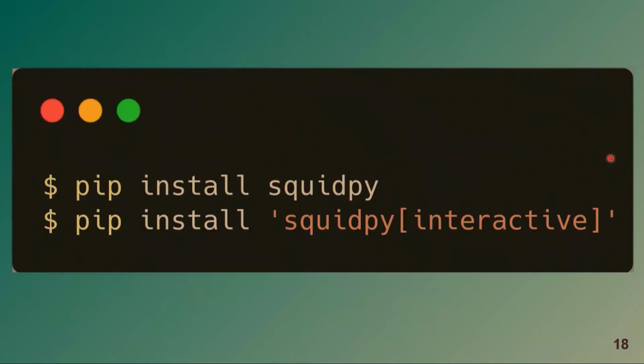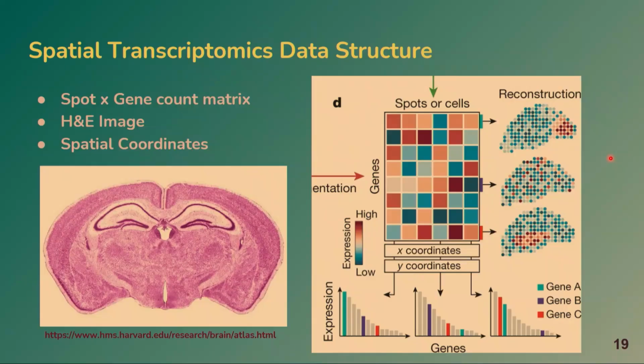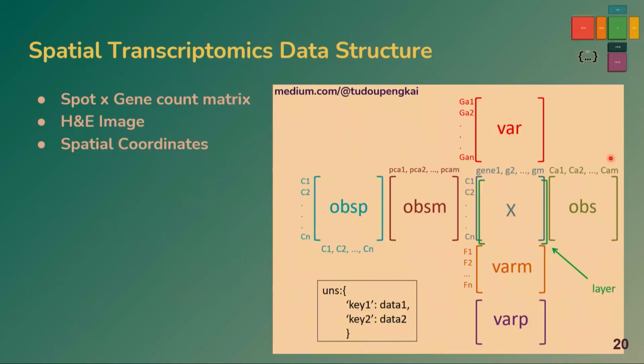It's installable, and its base data is the gene per spot matrix data and also the histological image. Its base data structure is called annotated data, that combines the original matrix with other matrices that have annotations for both spots and genes.